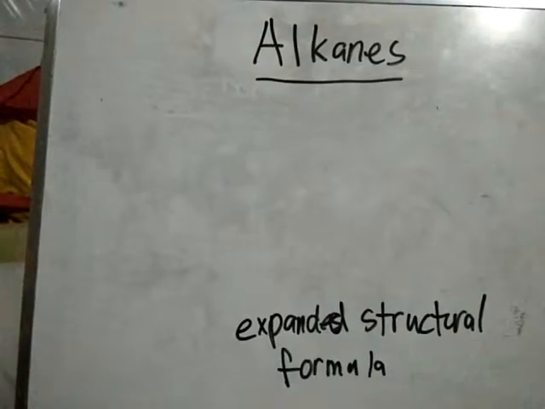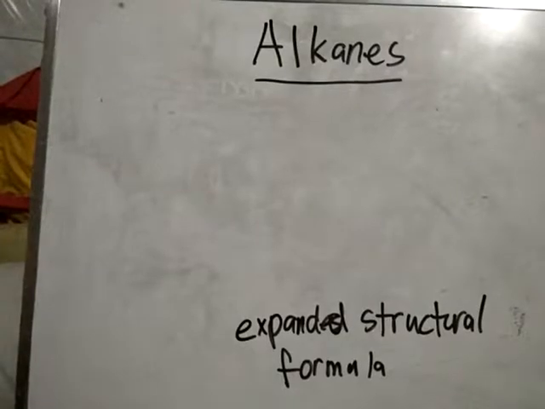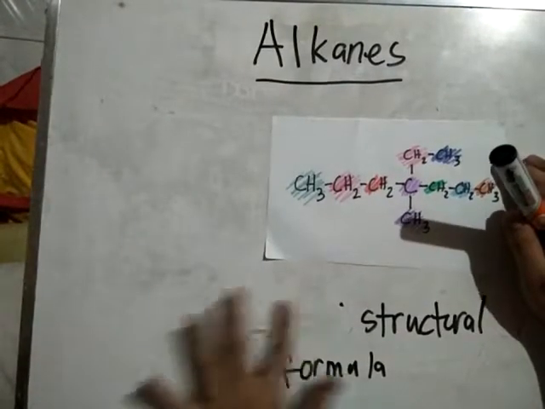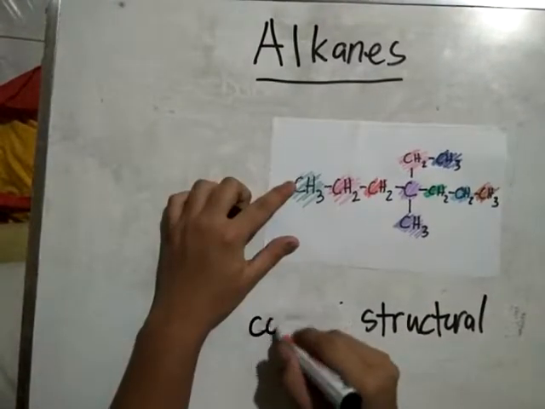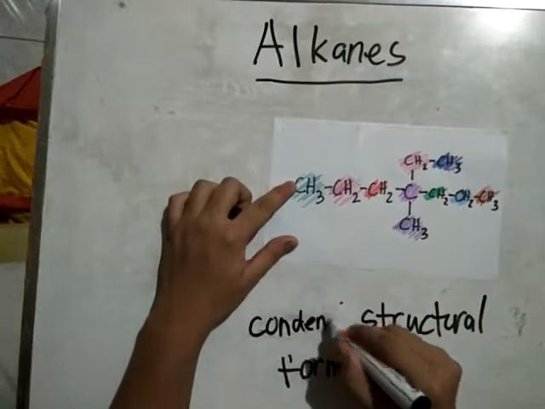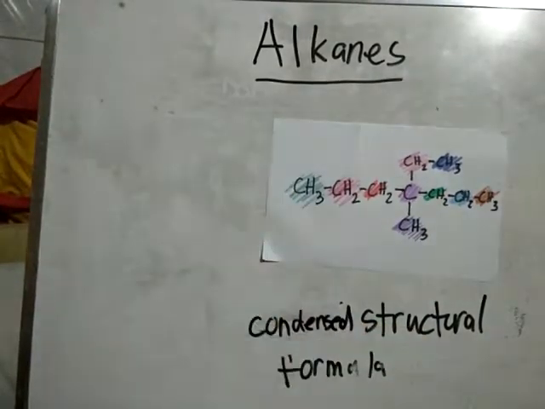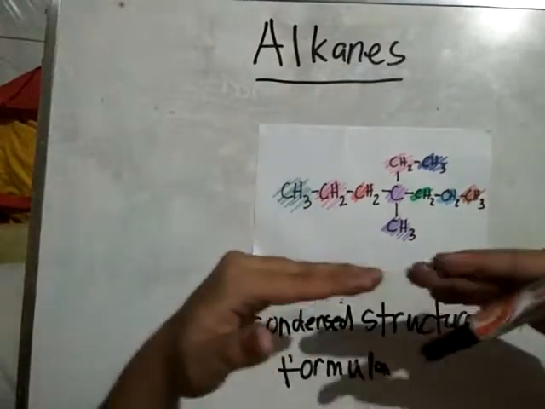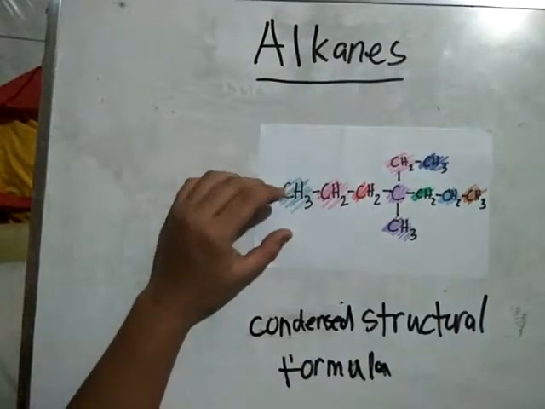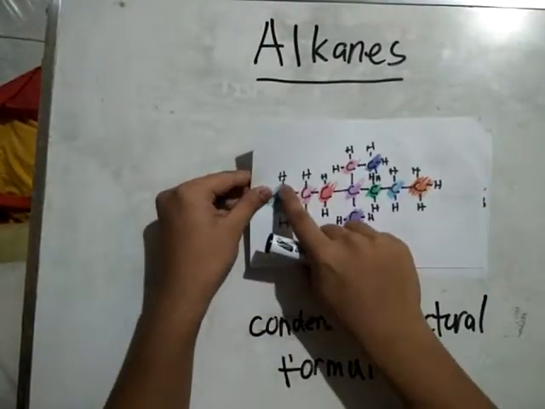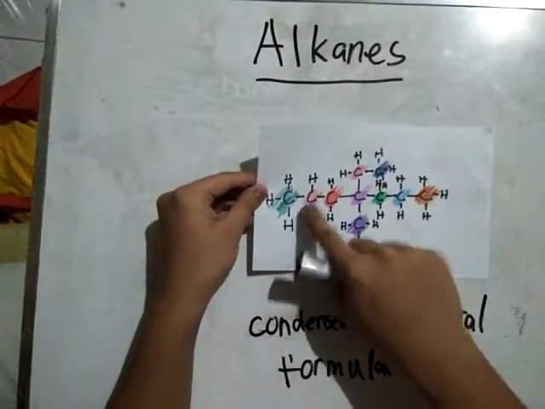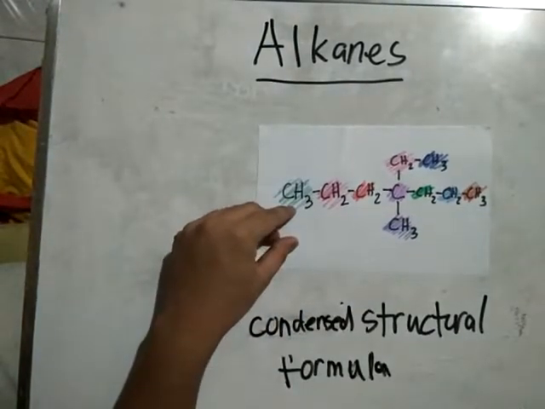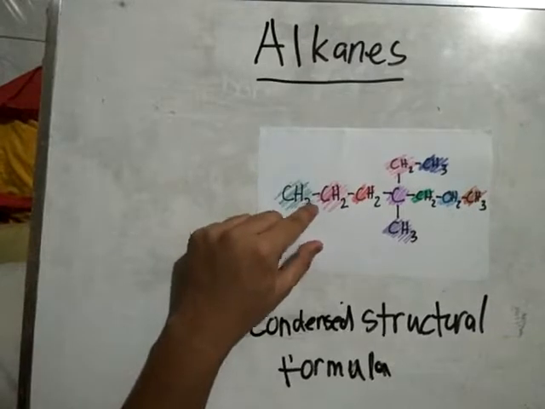Next, this one. This is called the condensed structural formula. Why? Because the carbon-hydrogen bonds are condensed. Instead of showing the individual bonds here and here, you're showing the actual carbon-carbon bonds.